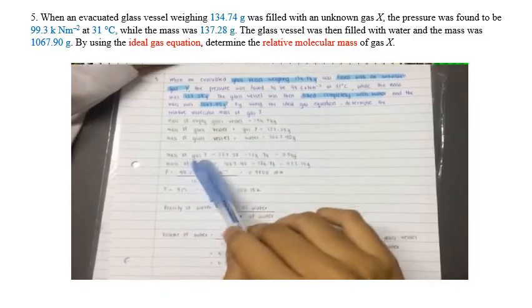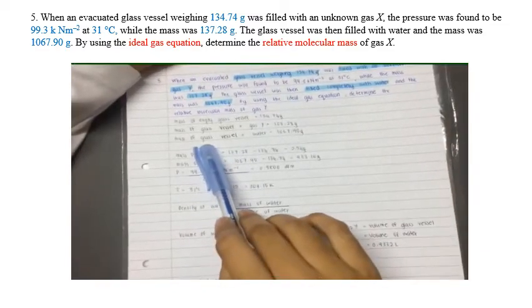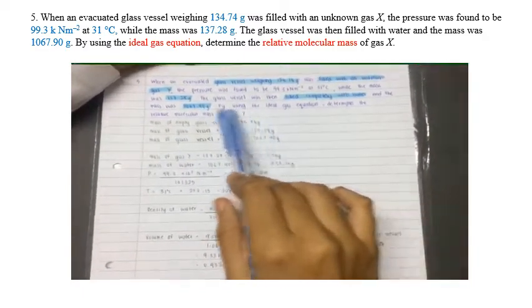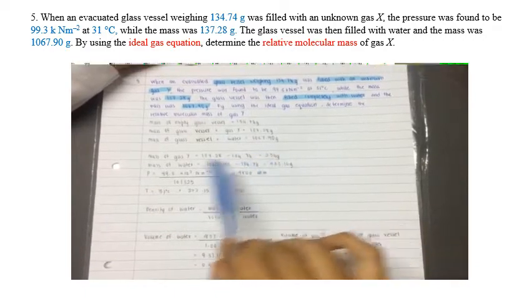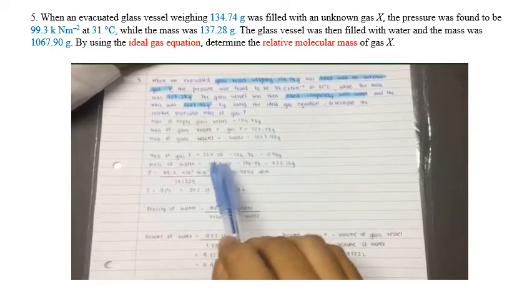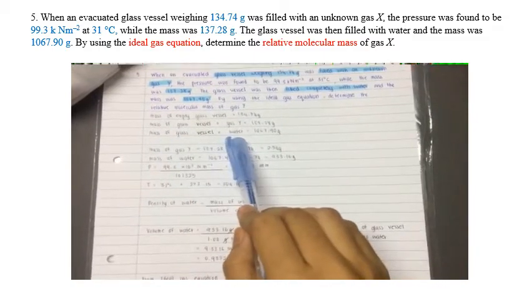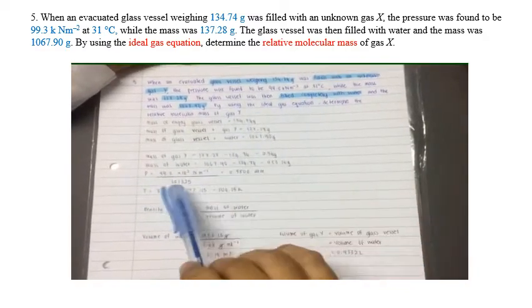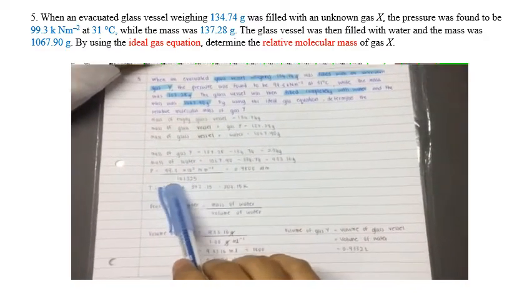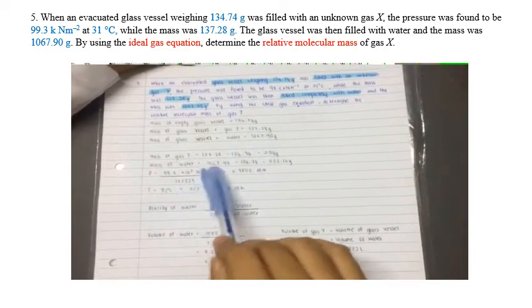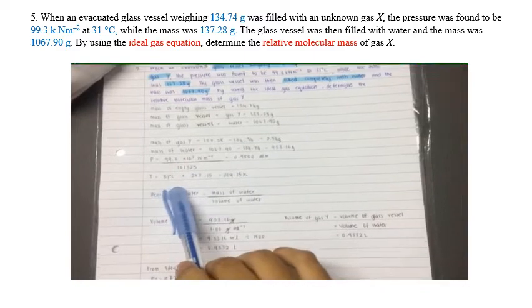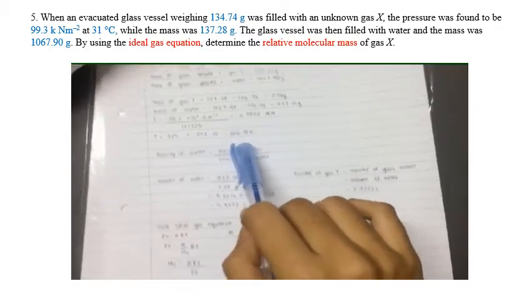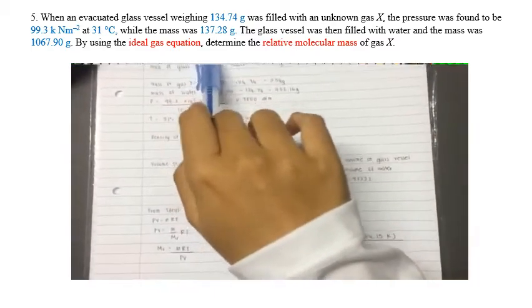And to find the mass of gas Y, we just subtract the mass of the empty glass from the mass of glass plus gas Y, and we get the mass of gas Y. And then for the mass of water, we subtract the mass of the empty glass from the mass of glass plus water. So we get the mass of water. For pressure, we need to convert to atm, that is, divide by 101,325. And for temperature, degrees Celsius must be converted to Kelvin, so add 273.15. And then the question asks about the relative molecular mass of gas Y.